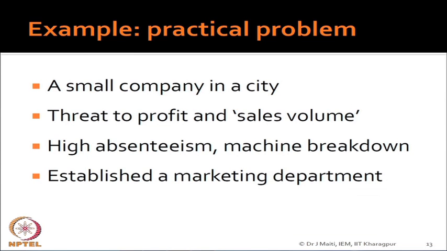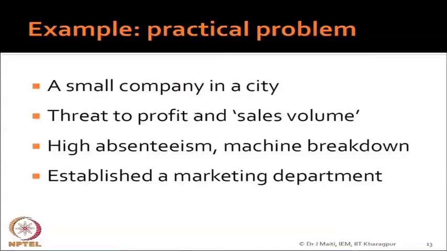Now, here what is your practical problem? If I go back to this slide again, the practical problem is, as I told you, that there is a threat to profit and sales volume, high absenteeism and occasional to frequent breakdowns, and maybe the poor performance of the marketing department. I am assuming that the performance of the marketing department is also not good. That means how to overcome the threat to profit and sales volume. If high absenteeism is causing lower profit, and what is the extent of that effect, then it is better for the management to take actions.